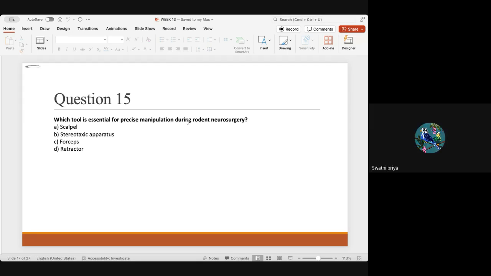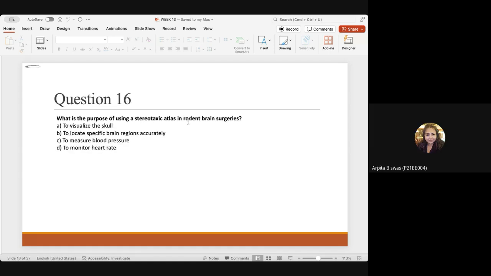Option B, ma'am. Yes, option B is the right option. So next, question number 16. What is the purpose of using a stereotaxic atlas in rodent brain surgeries? Option A is to visualize the skull. Option B, to locate the specific brain regions accurately. Option C, to measure the blood pressure. Option D, to monitor the heart rate. Option B, ma'am. Yes, option B, to locate the specific brain regions accurately.